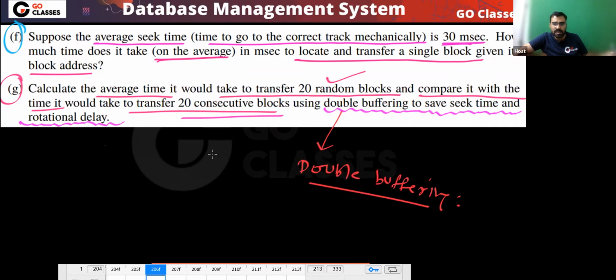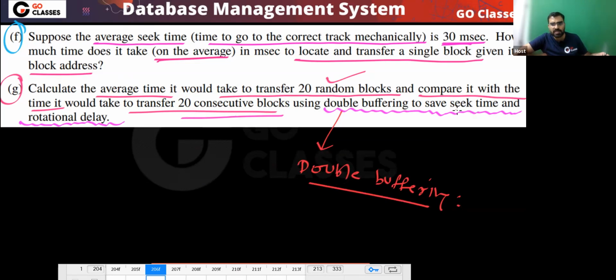Is this clear? So this double buffering is a technique. But to solve this question, you don't need to use this technique because the information is already given in the question. Double buffering is used when you have consecutive blocks. If your blocks are consecutive, then using this technique you don't need seek time for every block.